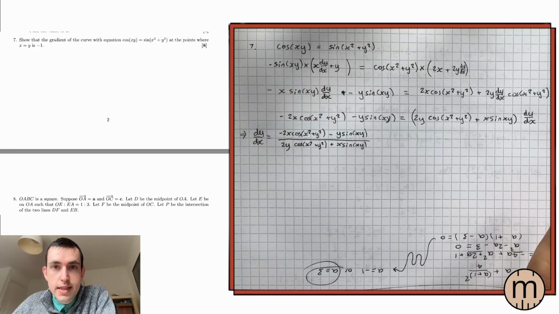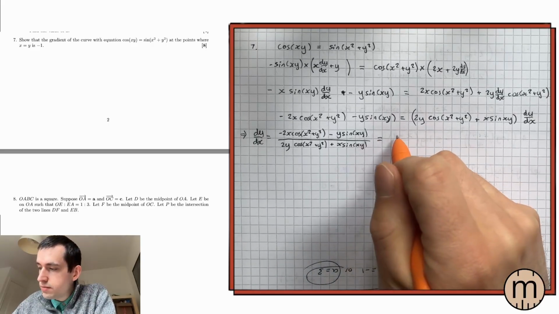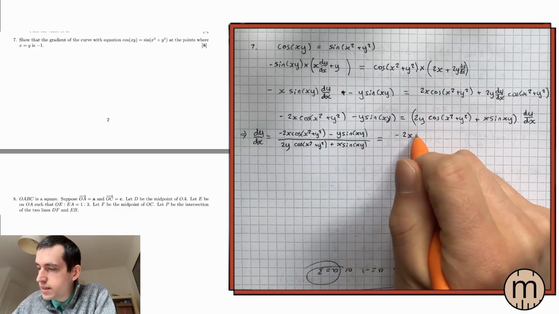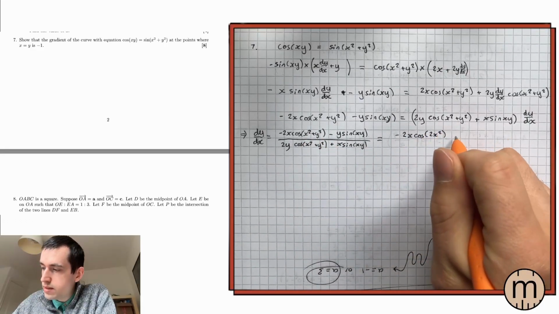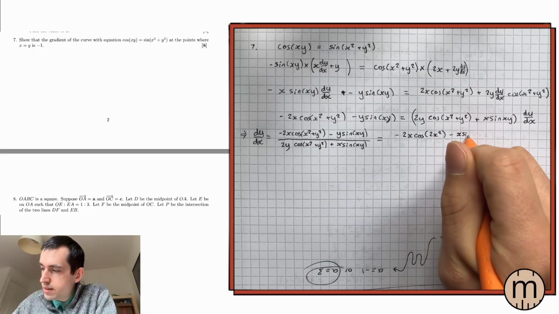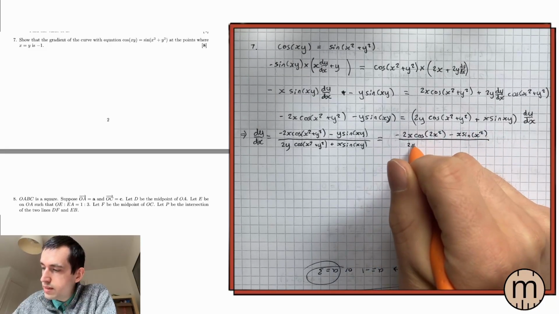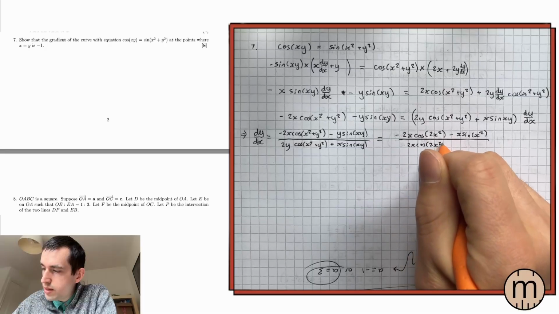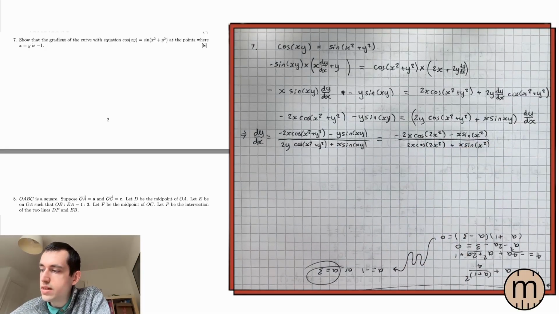Now, what are we supposed to do with this? Well, we're told that x is equal to y. So let's make x equal to y. Let's turn all of the y's into x's, or vice versa. I'll do x's. So 2x cos(x² + x²), so 2x², minus x sin(x²). We'll divide that by 2x cos(2x²) plus x sin(x²), and we'll work out what to do with this.